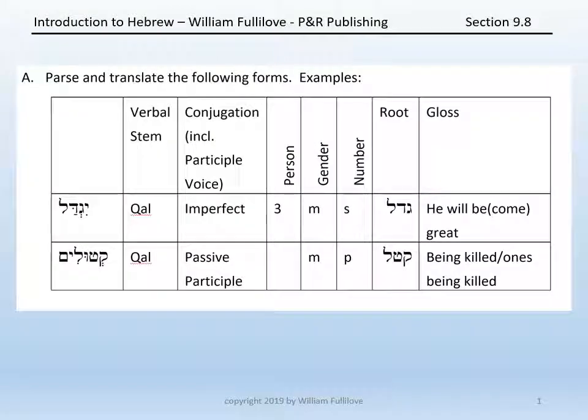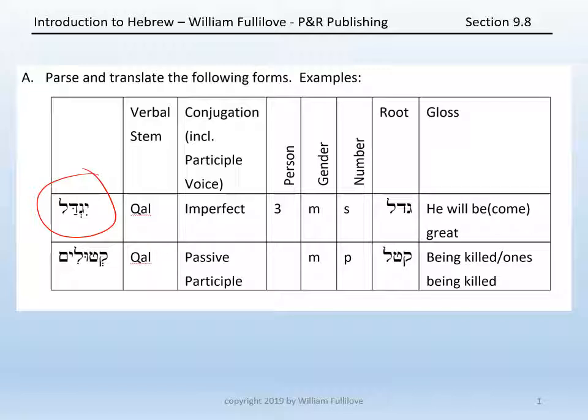The exercises for Chapter 9 start in Part A with practice parsing and translating verbal forms. You'll want to note now that your verbal forms can include both finite verbs and participles. So you have forms like yigdal.